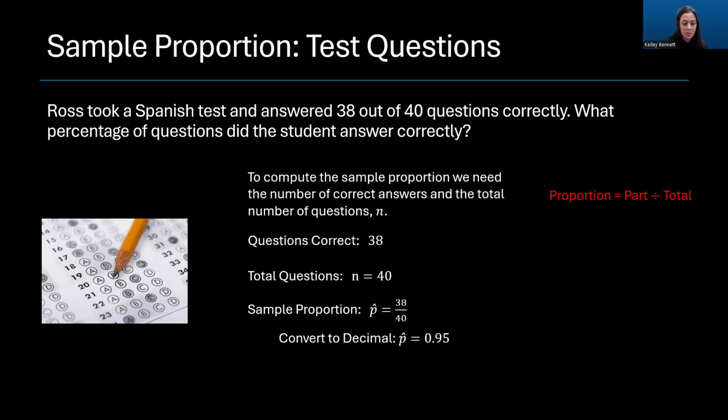So this will be the decimal representation. The question calls for percentage. So we're going to multiply that by 100 or move the decimal twice to the right. And our percent is 95%. This was a nice problem in that we didn't have to round.